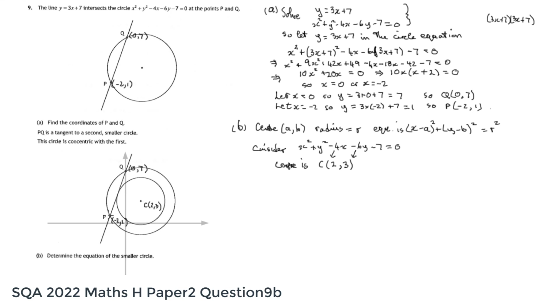So there's negative 2, 1 for P, 0, 7 for Q, and 2 along, 3 up for the centre that we've just found, 2, 3. So everything seems to be right. Let's just keep these axes there because it gives a double check to what we're finding. So the centre is 2, 3. How do we find the radius of this smaller circle? Well, it's all to do with this being a tangent.